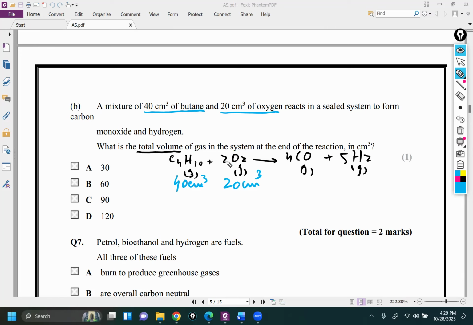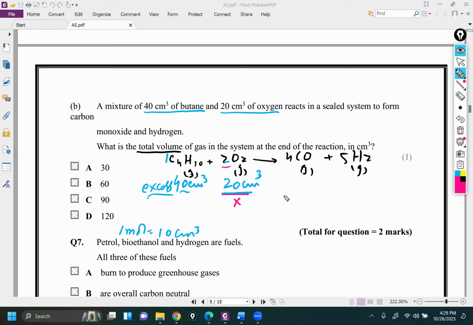If the 2 moles volume is given as 20, the 1 mole volume will be 10 cm3. And the 1 mole volume is 10, so this is 4, that is 40 needed, and 40 is given, so this is in excess. So we will work out with the limiting reactant now. The 2 moles volume is 20, so according to this, the 1 mole volume should be 10. Now, this will be all consumed because this is the limiting reactant.